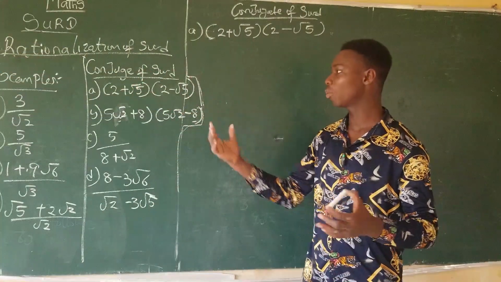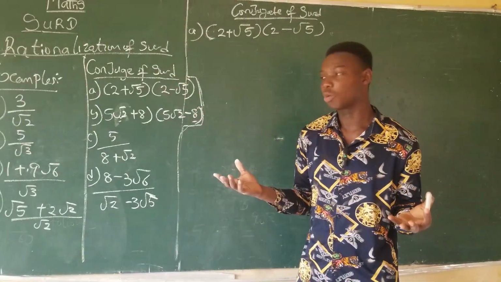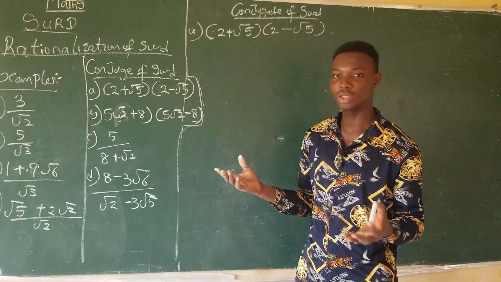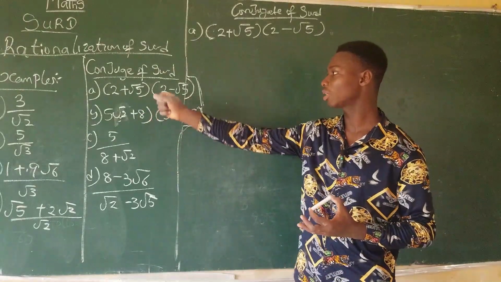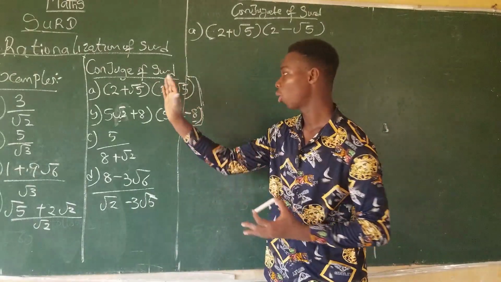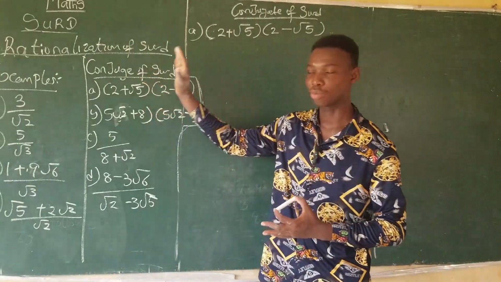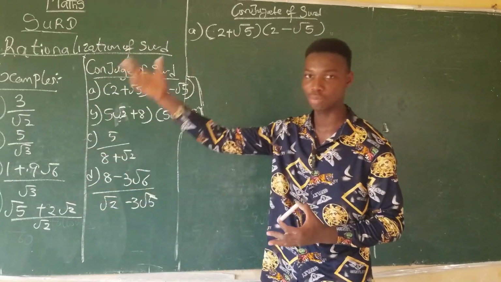Conjugate surd has been one part of surd that has been very, very difficult for most students, but it's based on your knowledge of addition and subtraction. So conjugate surd has to do with if one side of it is addition, the other side must be subtraction. So when the other side is positive, the other side must be negative.